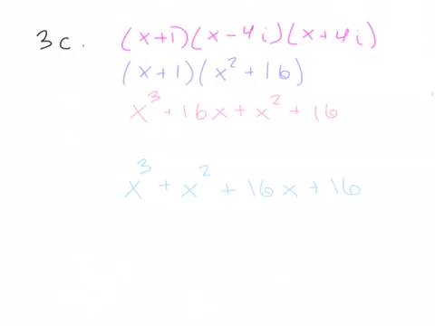But it's not in standard form yet. That's just multiplied. So to put it in standard form, you have to put it in order so that it goes from the highest exponent down to the lowest exponent. So that would go 3, 2, 1, and then 0. So this is the polynomial function in standard form.